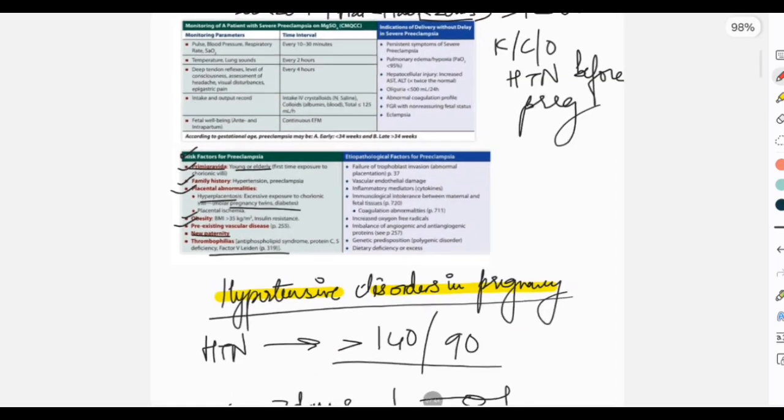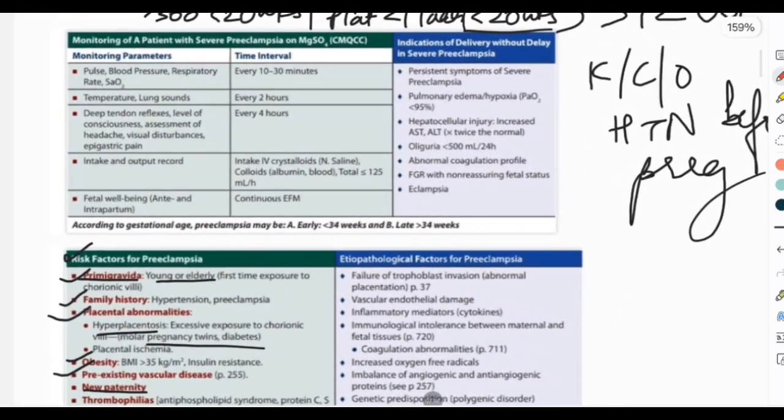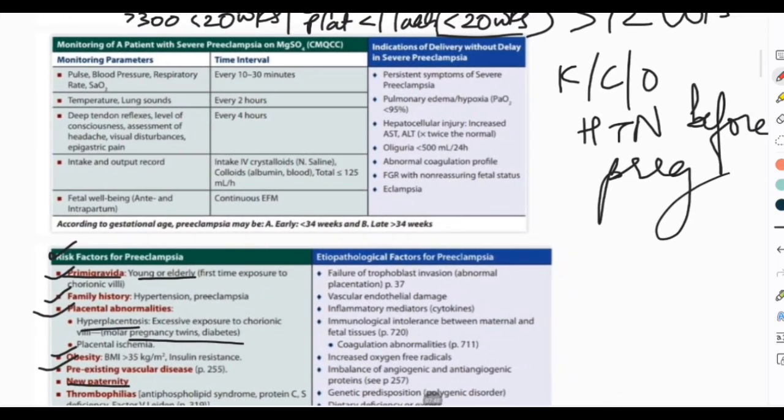So this is all about preeclampsia and eclampsia. Monitoring of a patient in preeclampsia on magnesium sulfate: pulse, respiratory rate, SpO2, temperature, lung sounds, deep tendon reflexes, that is the patellar reflex, and fetal well-being. Every 10 to 30 minutes pulse and BP have to be taken, temperature every 2 hours, deep tendon reflexes every 4 hours, intake and output record, IV crystalloids.